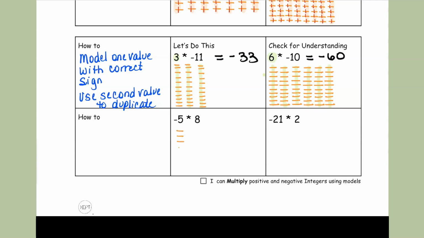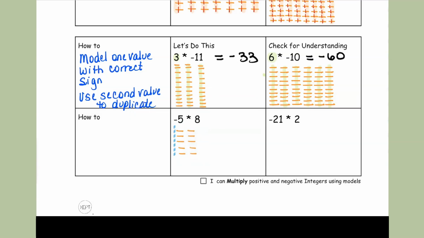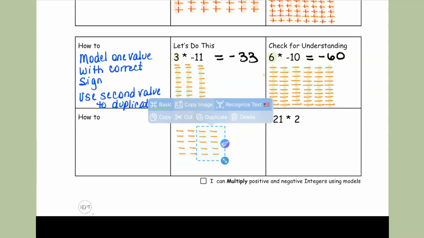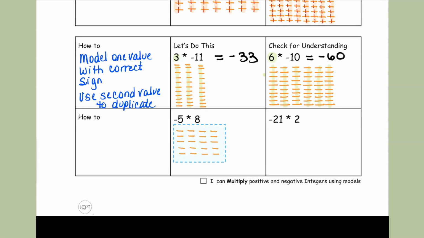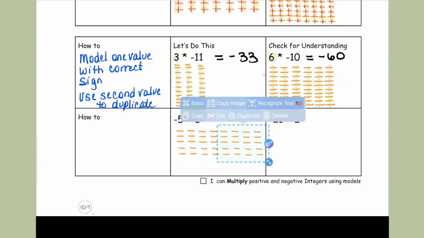I'm putting negatives just for this one, just to show you something different. Okay, so I'm going to start here with this negative 5, and I'm going to duplicate it 8 times. So that is 4 times there. And then I'm going to double that one, and that gives me a total of 8.